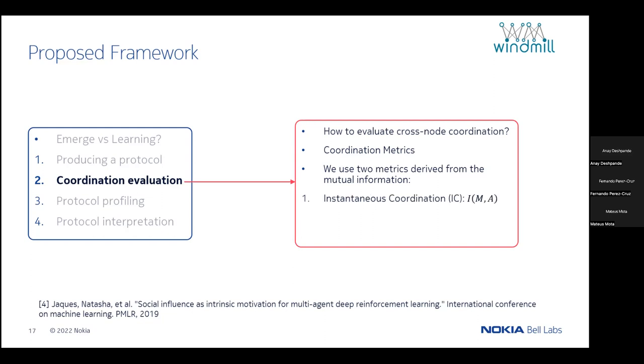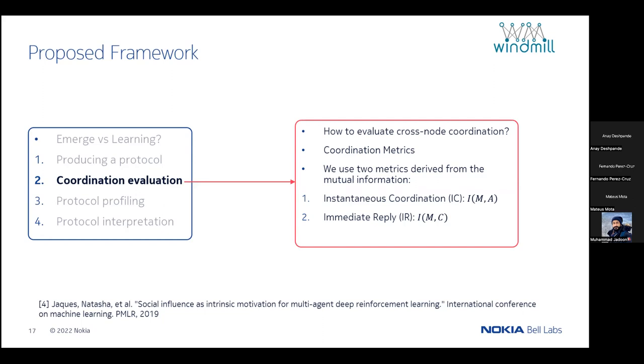The first one is what you call instantaneous coordination, which is the mutual information between the message that the agent receives and the environment action that the agent takes. Since it's on environment actions, we only evaluate this for the users. And this was proposed in this paper here from Natasha Jaques. And then we propose another one, which is the immediate reply, which is the mutual information between the message that an agent receives and the communication action that it takes. And this is mainly calculated for the base station, because the base station works as an orchestrator for the system. It gathers information from the users, then it controls them, orchestrating and controlling the system itself.